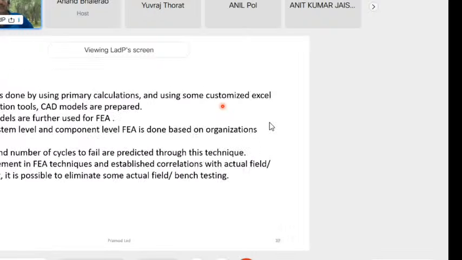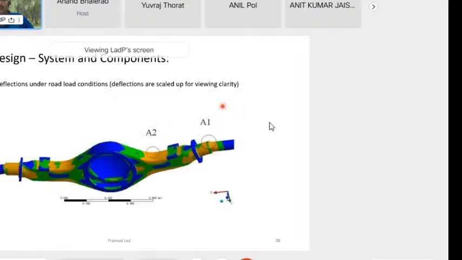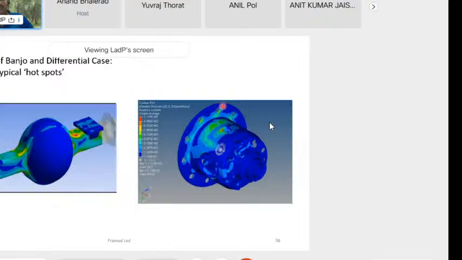Then FEA. So after all the calculations and based on that, all the components are designed, the first cut design is actually taken for FEA analysis. And FEA analysis is simulation. Actually, we simulate the load conditions similar to field situation. And we get the results in terms of the deflections, or we get the results in terms of the stress levels. You can see here the hot spots. This is the red things here.